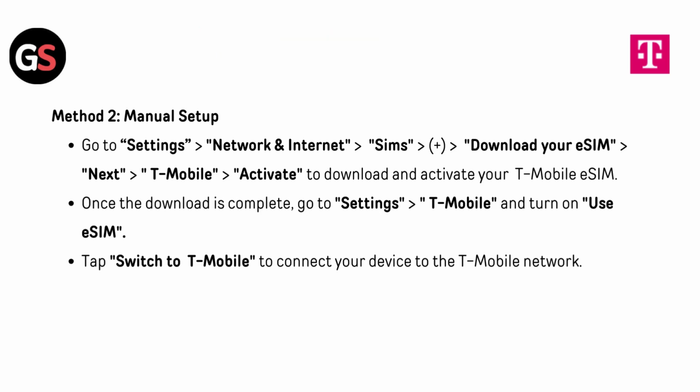Method 2, Manual Setup. Go to Settings, then Network and Internet, then go to SIMs plus icon, download your eSIM, go to Next, T-Mobile, then go to Activate to download and activate your T-Mobile eSIM. Once the download is complete, go to Settings, then go to T-Mobile and turn on Use eSIM. Tap Switch to T-Mobile to connect your device to the T-Mobile network.